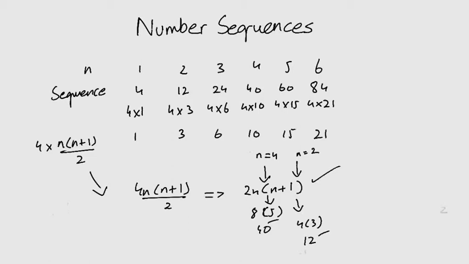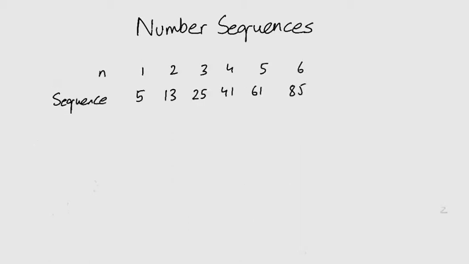Now let's try a harder sequence. With this sequence, 5, 13, 25, 41, 61, 85. Now this looks a bit odd. Let's see how the two terms differ from each other. Interesting. All of the terms differ by different numbers. However, the numbers themselves differ by just 4. But that doesn't lead us to anything. So what does this lead to?